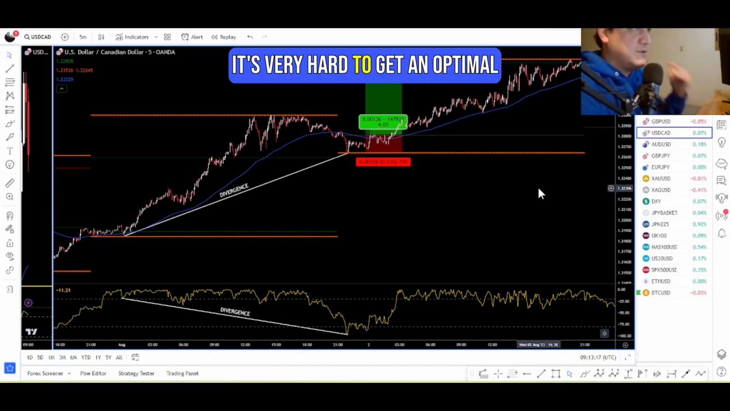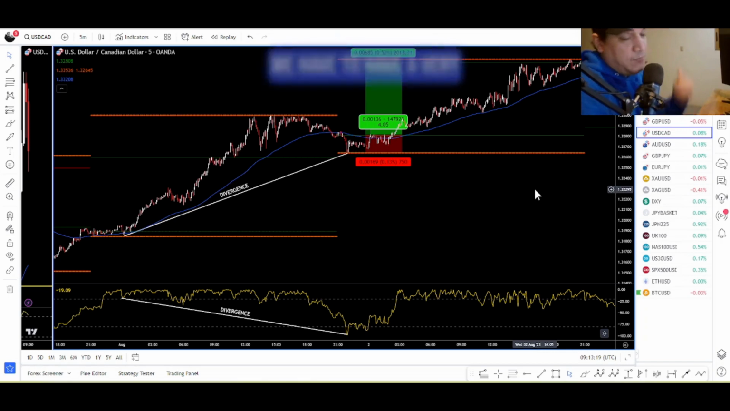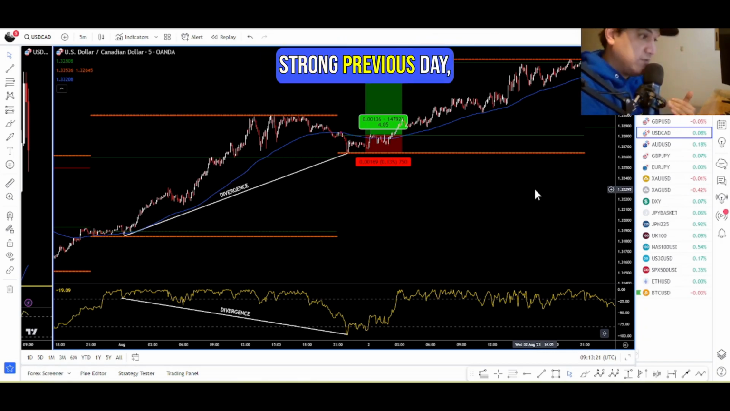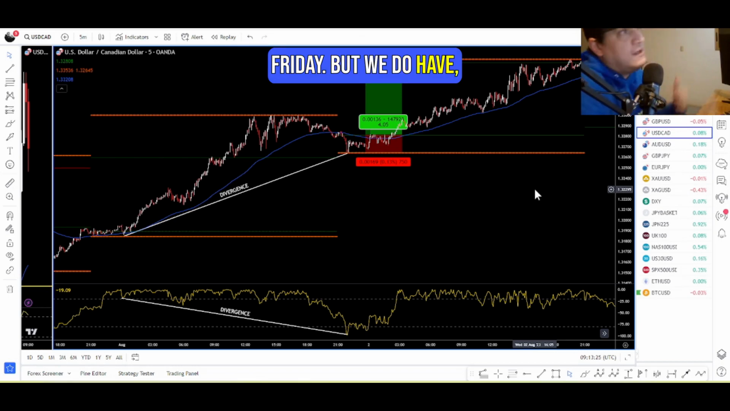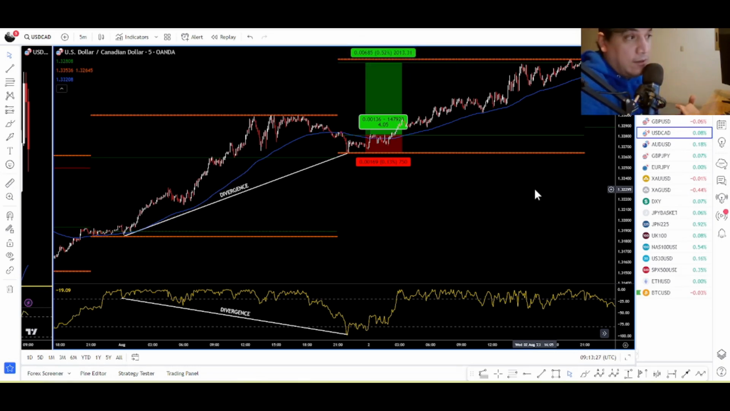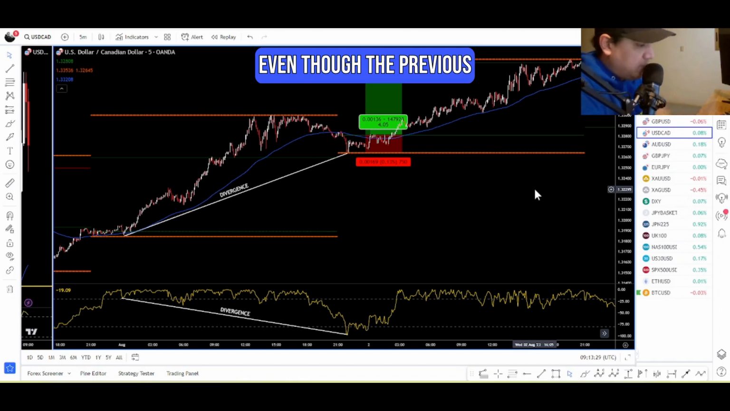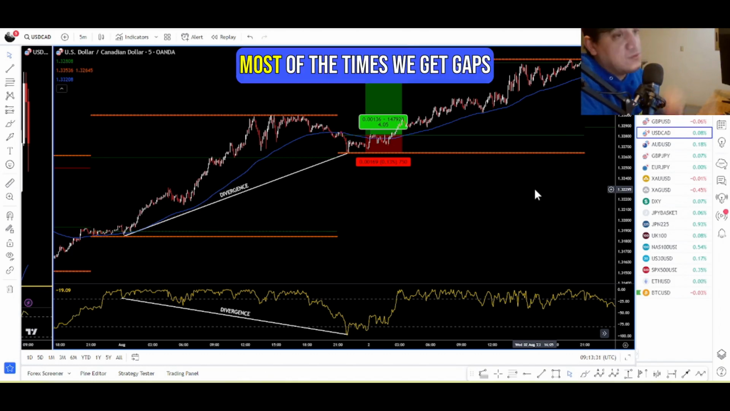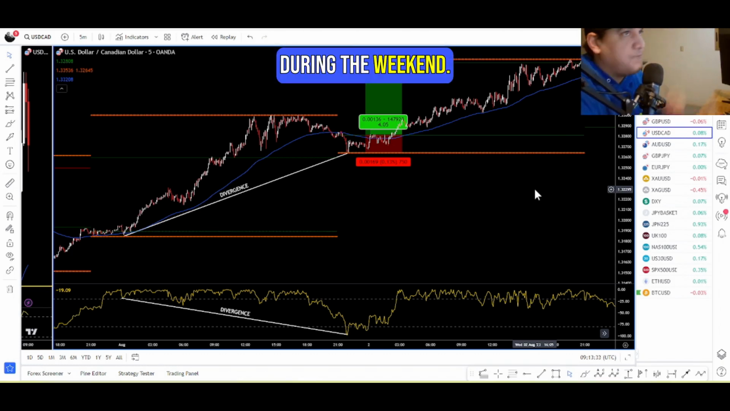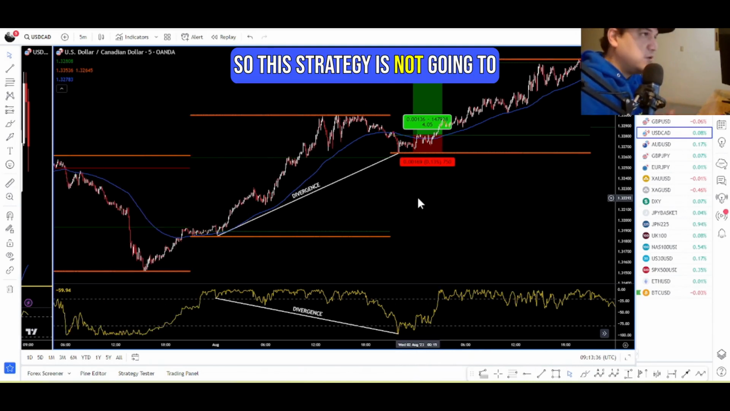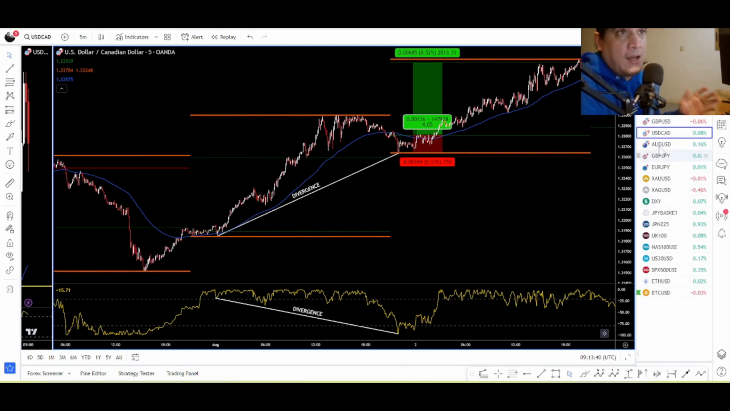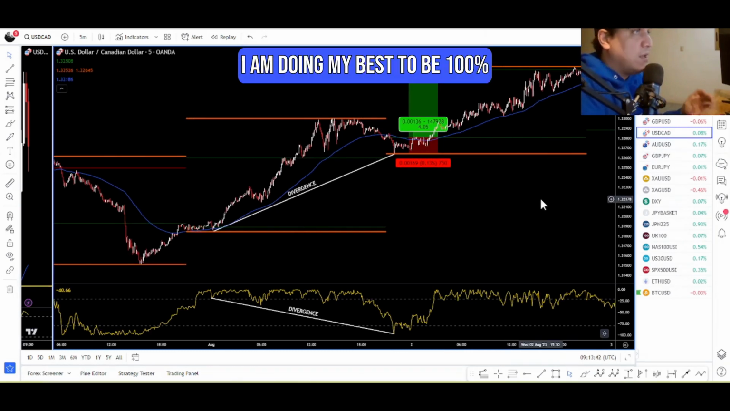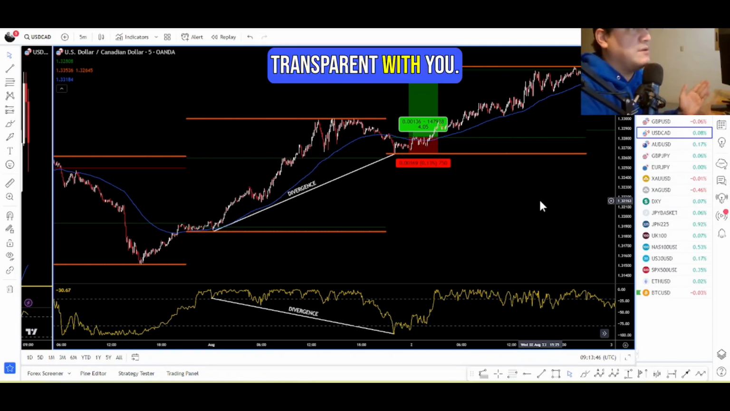It's very hard to get an optimal setup on Monday. We have to have a very strong previous day. Even though the previous trading day is Friday, most of the times we get gaps during the weekend. So this strategy is not going to trade very well on Monday. I am doing my best to be 100% transparent with you.